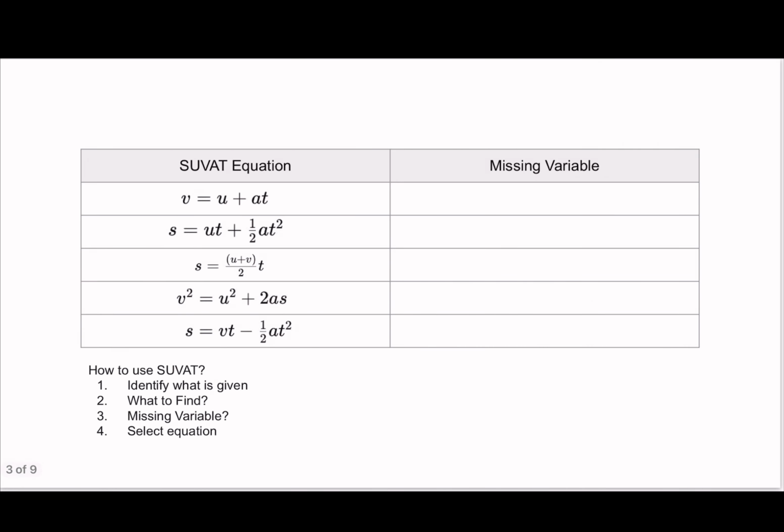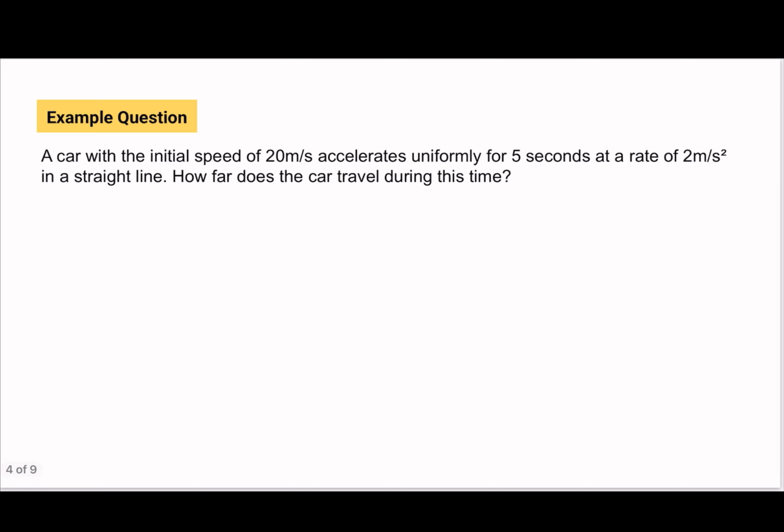Here are the 5 SUVAT equations. They are all provided in the data booklet, so there is no need to memorize them all. Using these, we can find the others by just knowing 3 of them. When solving SUVAT, it is easy when identifying what is known in the question and what we have to find. Let's look at an example question.